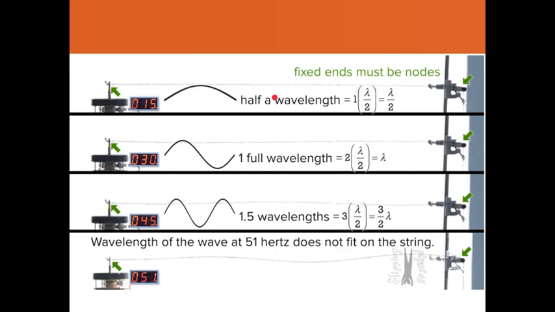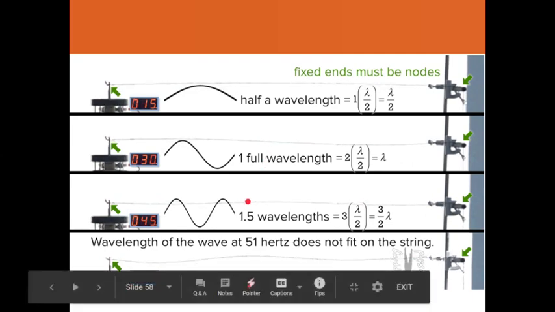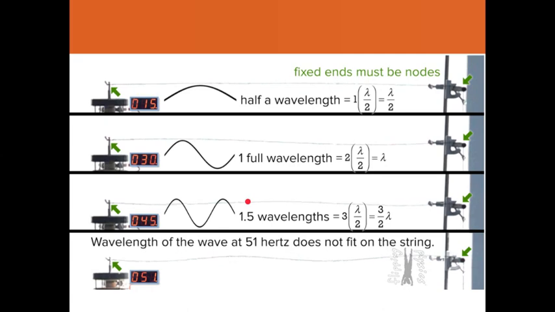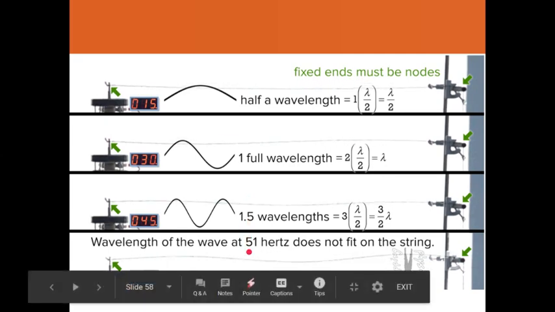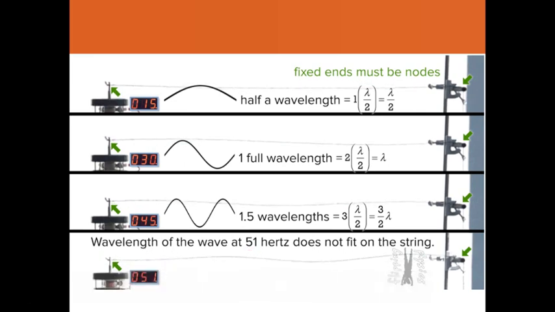And the second harmonic has a wavelength that fits entirely in the string. The third harmonic has a wavelength and a half fitting inside the string. And if you're driving the motor at a frequency that's not a harmonic, so the next one will be 60, but here you set the motor to 51 hertz, then you don't get a standing wave. You get a really unstable shaking of the string.